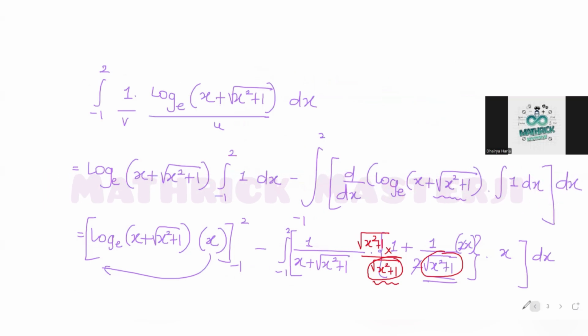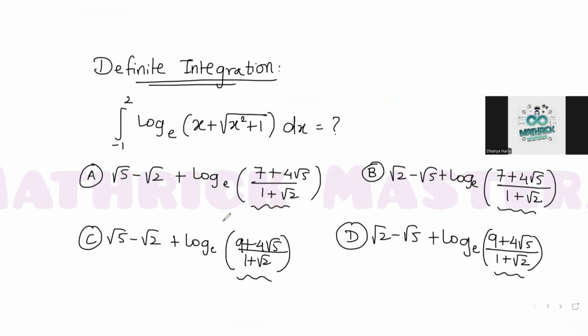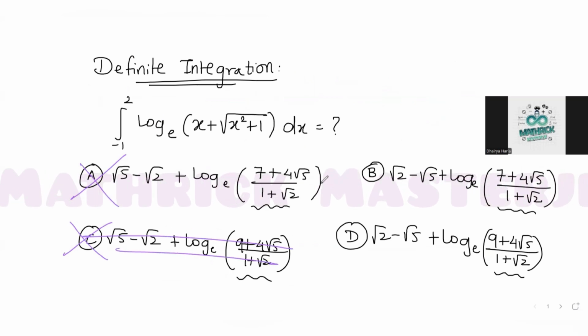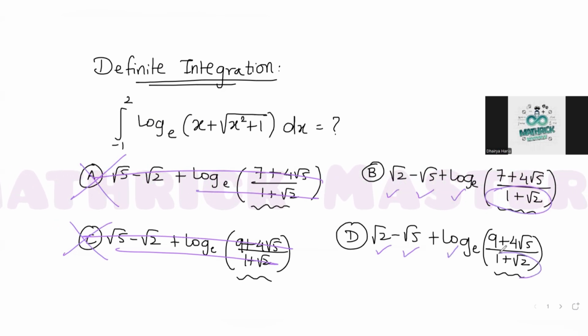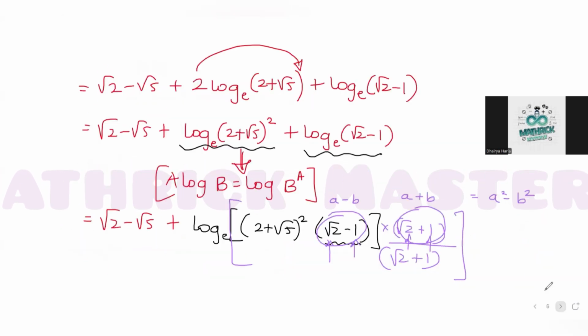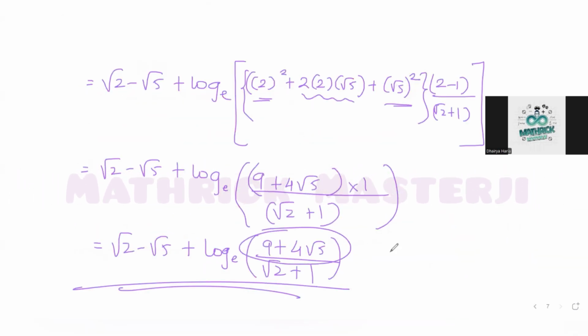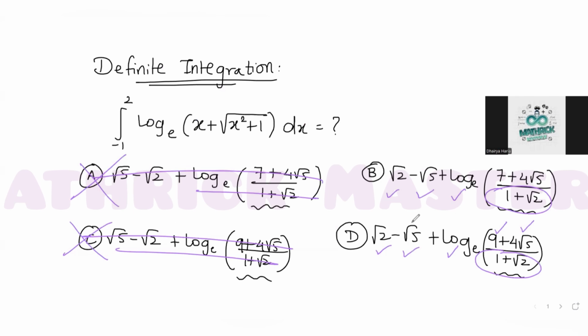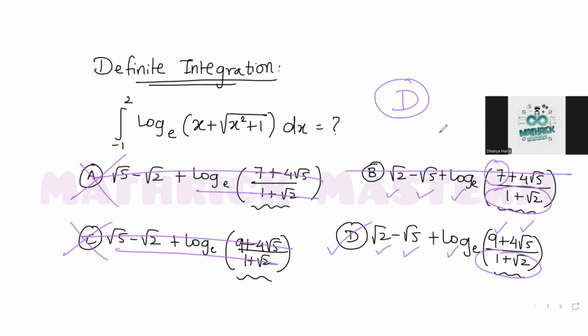So root 2 minus root 5. Root 2 minus root 5 is not present in these two, so these two answer choices are out. Now, I have this in both of them, log base e 1 plus root 2 also in both of them. I have gotten 9 plus 4 root 5. So if you see the answer, I have 9 plus 4 root 5 and not 7 plus 4 root 5. So this is not a correct answer choice because here it is written 7 plus something. So B is also out. So D becomes the correct answer choice for this question that is given to us here.